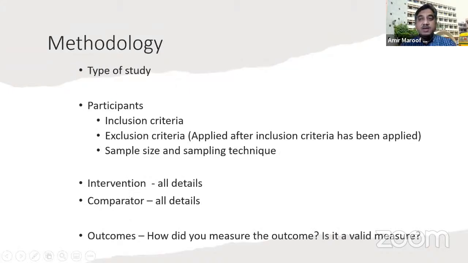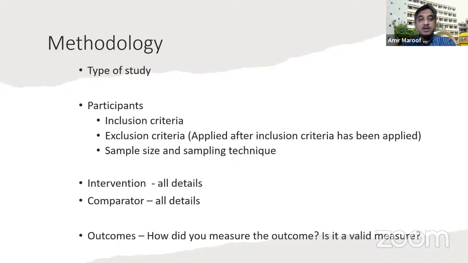Then we come to the methodology part. In the methodology part, if you see, it starts with the type of study. Whether this is a cross-sectional study, interventional study, case control, or follow-up type of study will be written. The setting of the study will be written, that it's a hospital-based study.